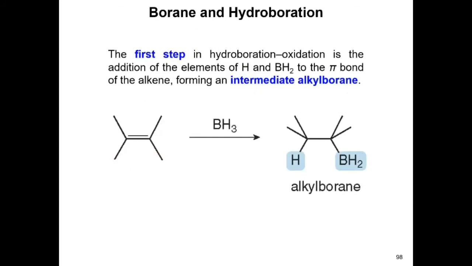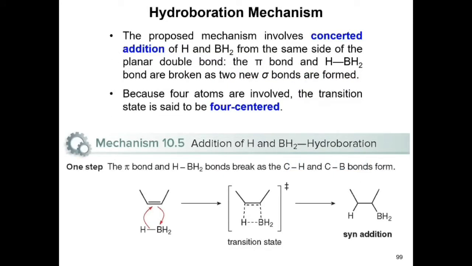THF. So again, the first step in the conversion of an alkene into an alcohol is the conversion of an alkene into an intermediate known as alkylborane. So this process is known as hydroboration. So here's the reaction mechanism for the first step, which is hydroboration.